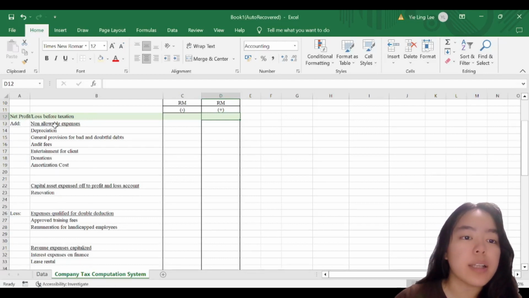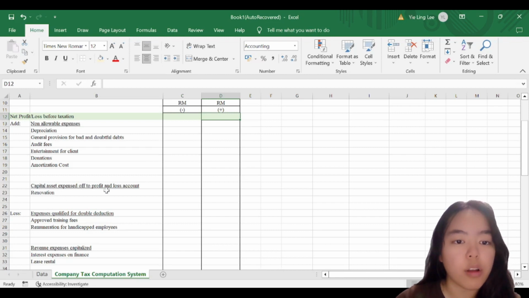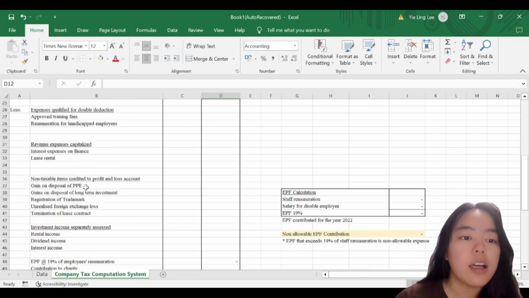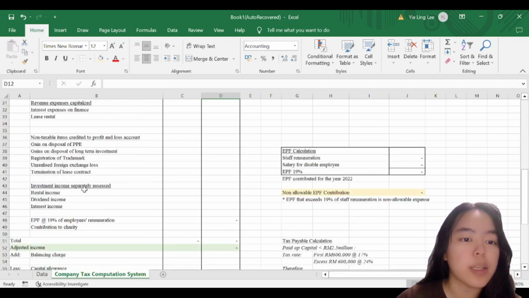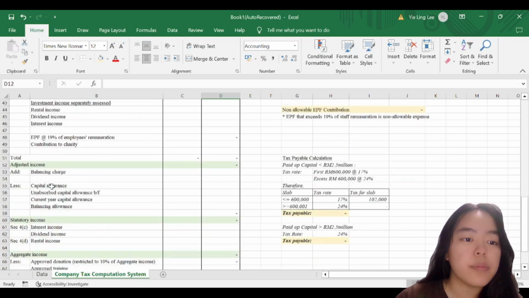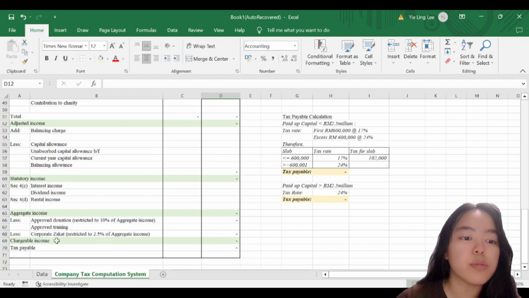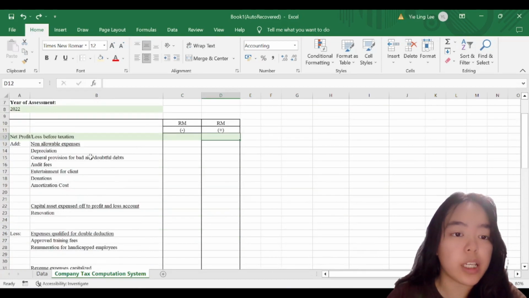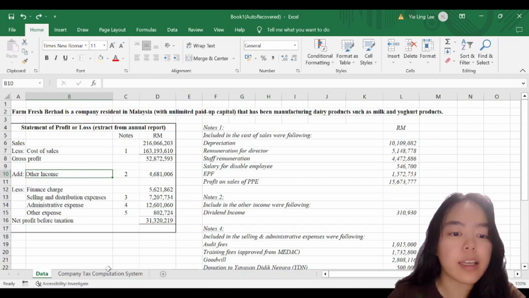For example, non-allowable expenses, capital asset expense offset to profit or loss account, expense qualified for double deduction, revenue expense capitalized, non-taxable item credited to profit or loss account, investment income that needs to be separately assessed, and other items. Then we get the adjusted income, statutory income, aggregate income, and chargeable income to calculate the tax payable. To calculate the tax payable, we obviously have to do the tax computation system here first by putting all the data here into the system.